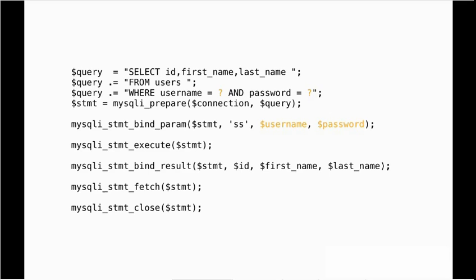So MySQLi statement bind param takes variable values and drops them into those spots. And that's where the escaping takes place. After that, we tell it to execute the statement. We get back the results. We have to do a little bit of extra work with those, but in the end, we can work with that data the same way that we normally do.